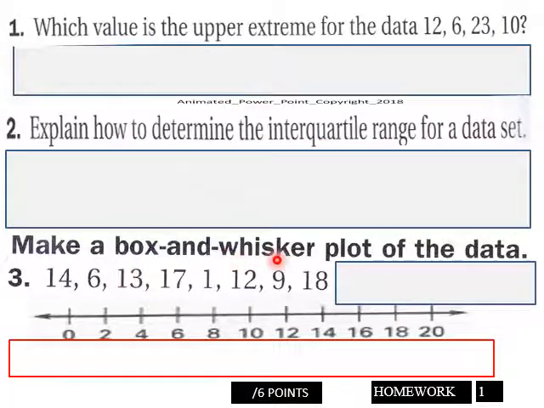And then down here, make a box and whisker plot of the data. Here's your data. Here's your number line you can use to make your box and whisker. Put your box and whisker down here, students, within this red box here. And you got 6 points here. How about that for page 1?